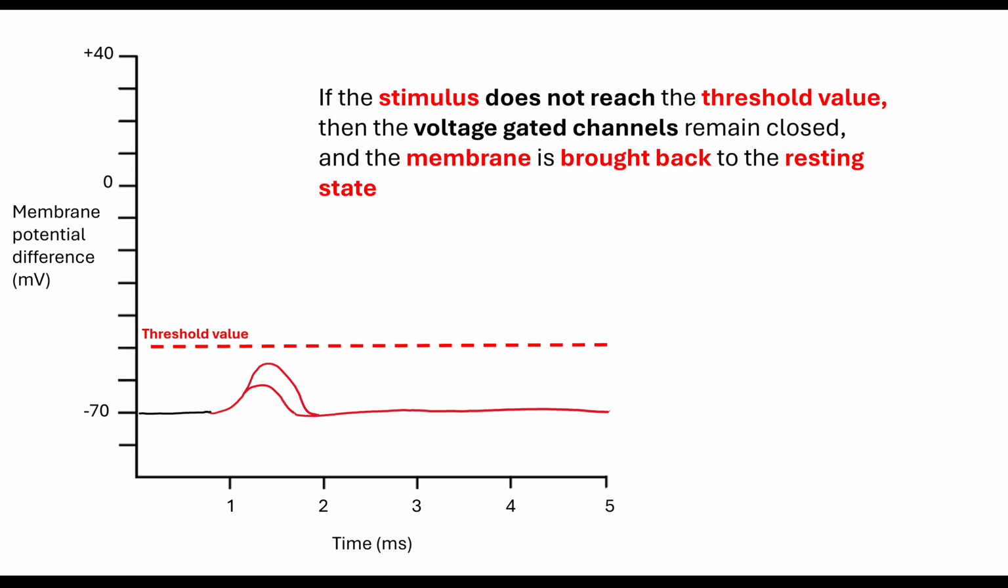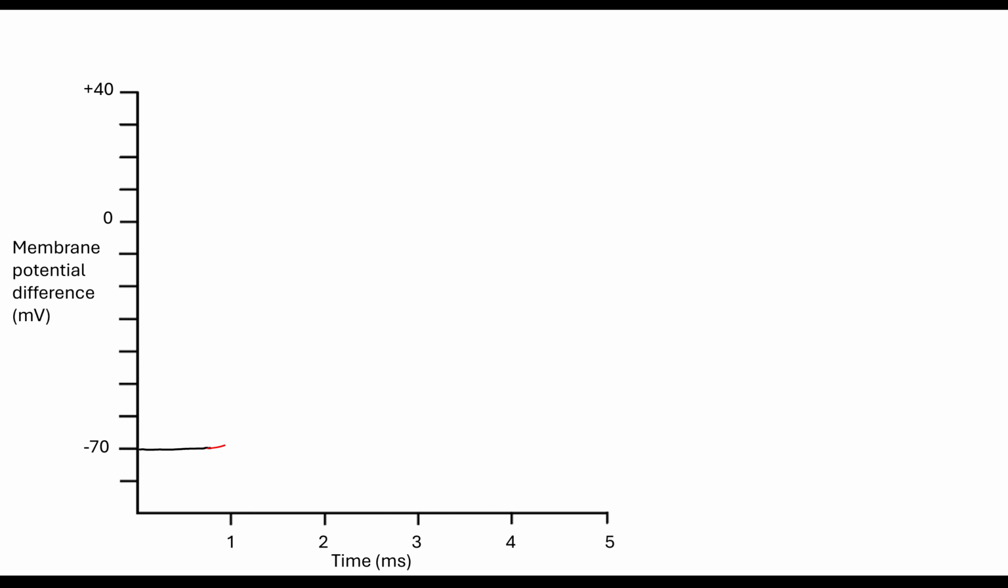So if we do not have a stimulus that reaches that threshold value, those voltage-gated channels will remain closed. So they're voltage gated, which means only when a specific voltage is reached will they be activated to open, or will they be activated to close. So it's important that we note that that membrane is always going to be brought back to its resting state if our stimulus does not reach that threshold value. So what happens if it does?